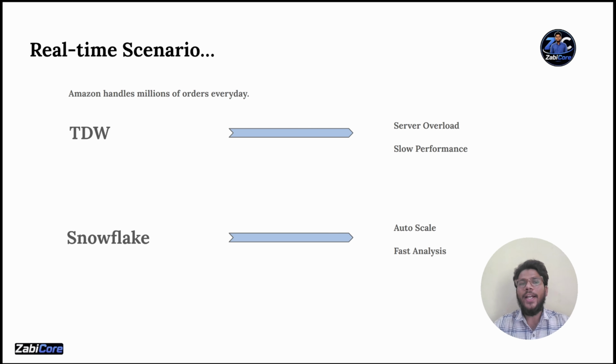Let's discuss a real-time scenario. Take Amazon, which handles millions of orders every day. If they use a traditional data warehouse, then whenever they provide offers, many customers can log in at the same time. The server will be overloaded, your application will run slow, and some customers may not place orders due to the server overload. But in Snowflake, it's not like that. We have the auto scaling option, so depending on the load, it will auto scale the servers.